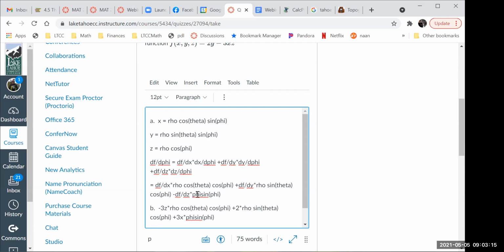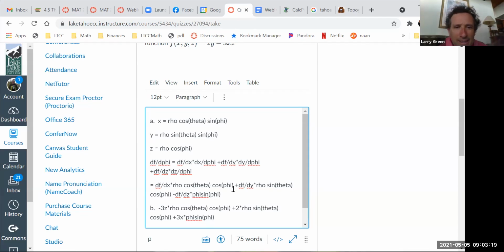Does that make sense? Thank you. So the only time you want to plug in is when you're only given rho, theta, and phi, for example, and you're not given x, y, and z. Then plugging in sometimes is easier because then you have it in terms of rho, theta, and phi.